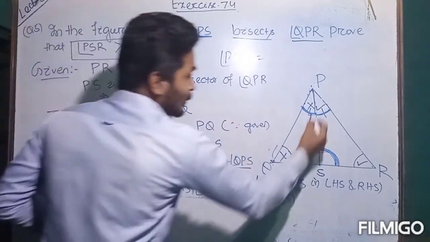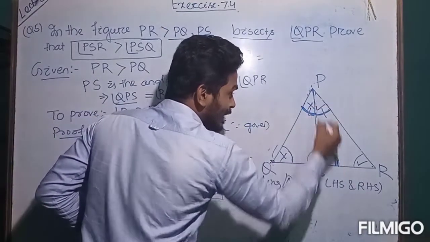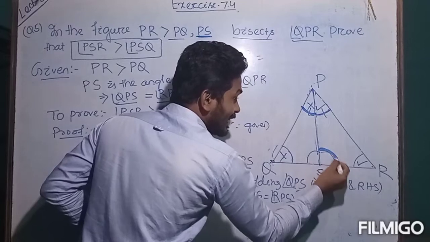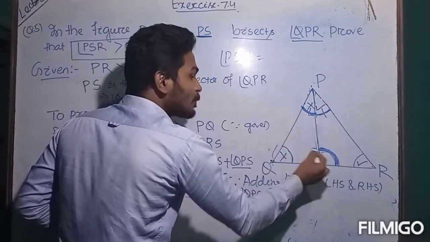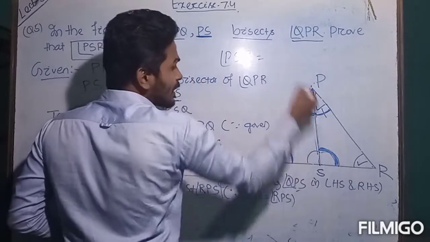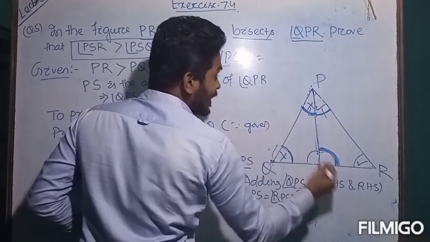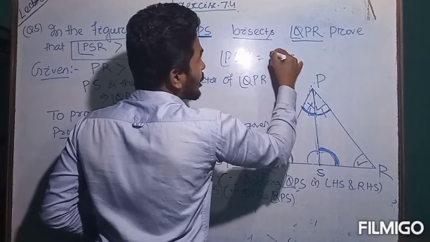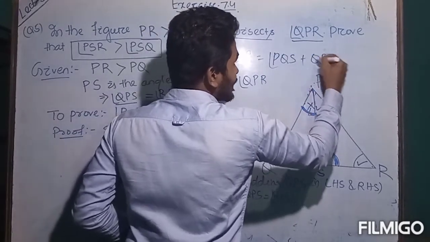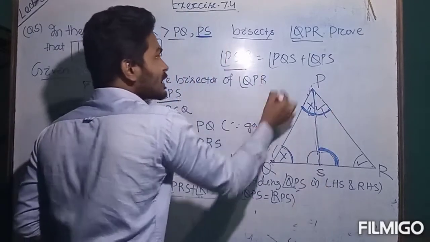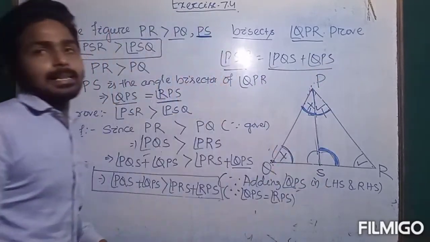Yes. So here the exterior angle is PSR and the interior opposite angles are this angle and this angle. So this angle is equal to this angle plus this angle, means PQS plus this angle QPS, isn't it? Is it correct? The exterior angle is equal to the sum of two interior opposite angles.